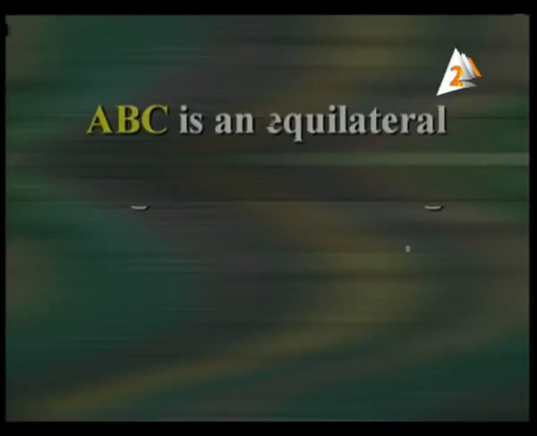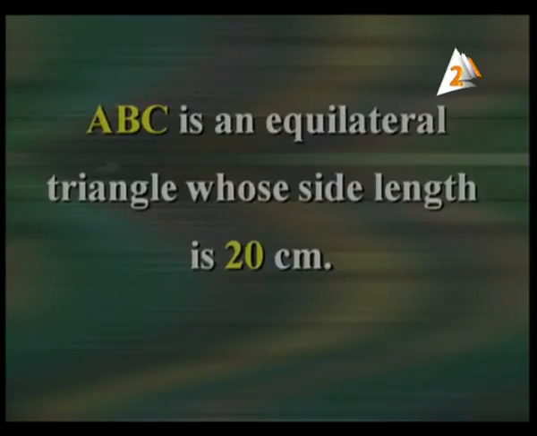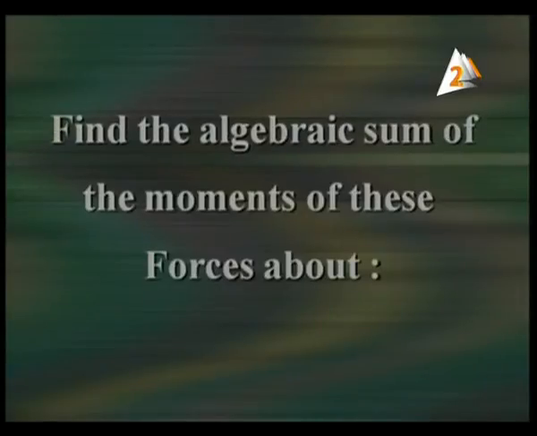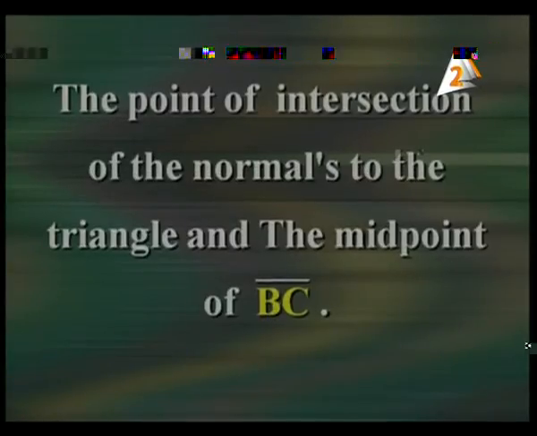ABC is an equilateral triangle whose side length is 20 centimeter. Forces of magnitude 100, 200, and 300 Newton act along AB, BC, and AC respectively. Find the algebraic sum of the moments of the forces about the point of intersection of the normals to the triangle and about the midpoint of BC.